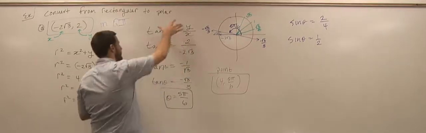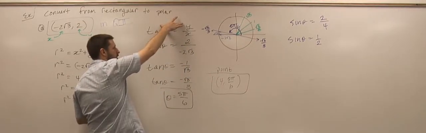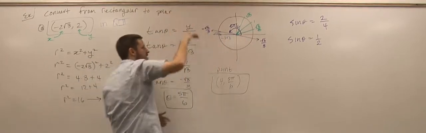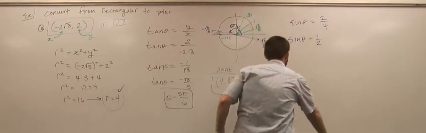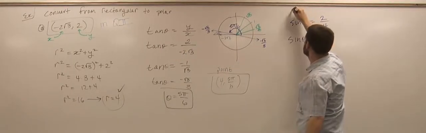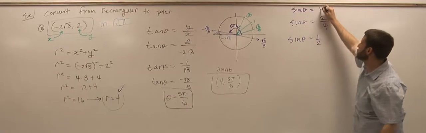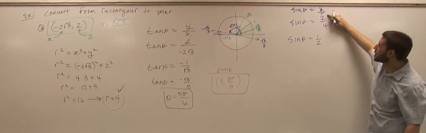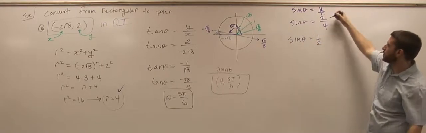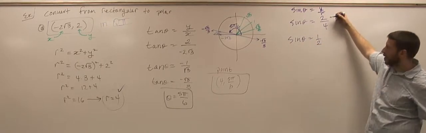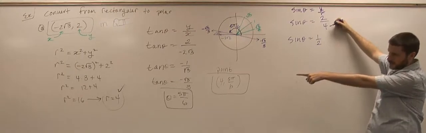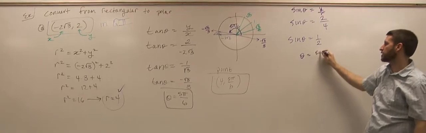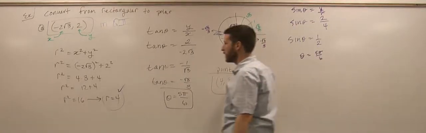I was saying that instead of using tangent, because some people don't know the tangent values as well, you can set up sine, and you'll just use the same equation that is always true for sine. Sine is always equal to y over r. So I plugged in y equals 2 from the point, and r equals 4 from my first circle. And then from here, if you solve for theta, you'll get 5 pi over 6. So it's another way to do this.